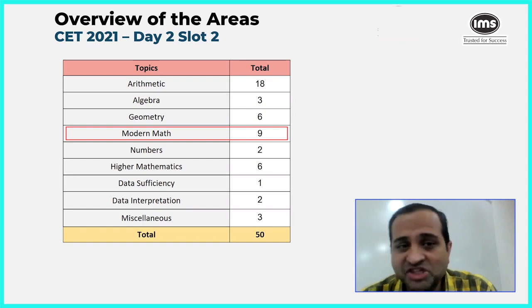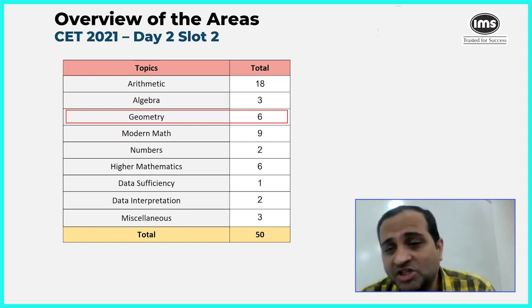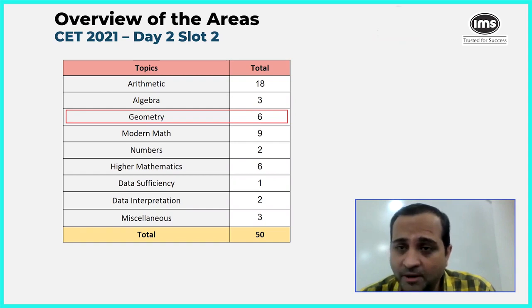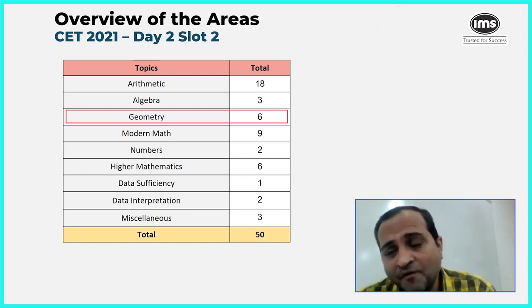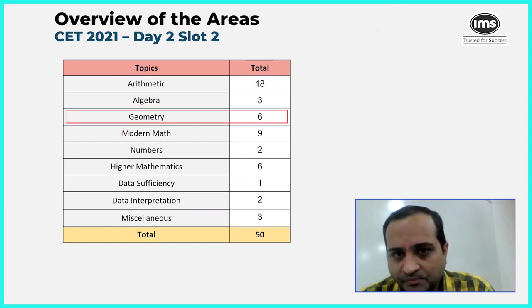The next major area, as you can see, is geometry. Geometry had 6 questions, out of which 2 or 3 questions were cube and cuboid based, 1 question on circle, and a couple of questions on mensuration. But all were either formula based or simple calculation based, nothing very difficult here.